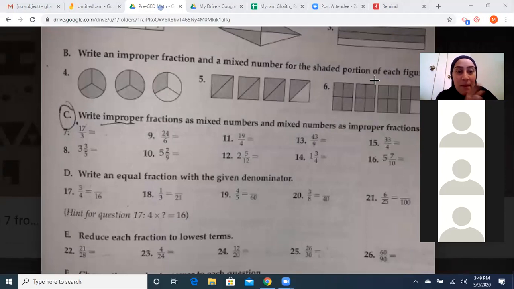Please, remember to try to do number 7 and number 10 that you see on the screen. Try those and then we'll talk about them. If you'd like to try more, go ahead. We're going to talk about those two. Number 7 is 17 over 3. You're going to turn that improper fraction to a mixed number. And number 10 is 5 and 2/9. You're going to turn that mixed number into an improper fraction.